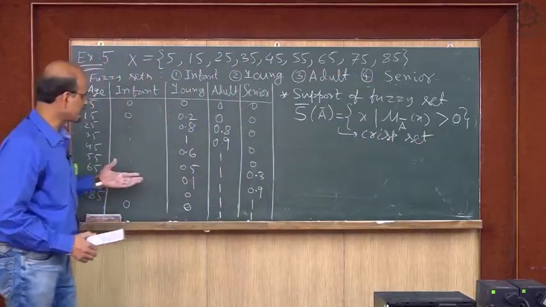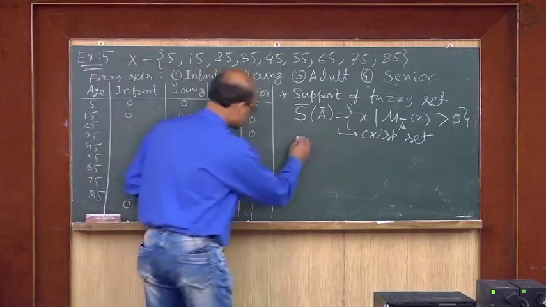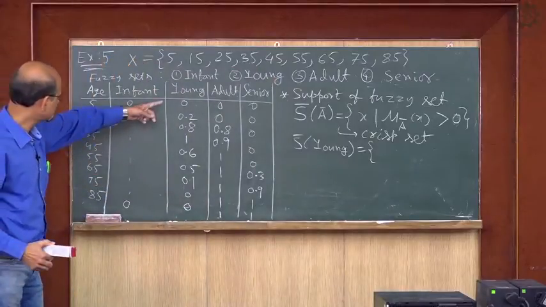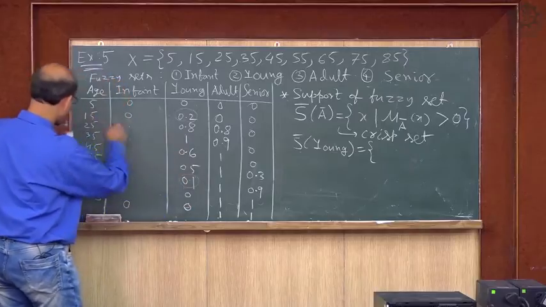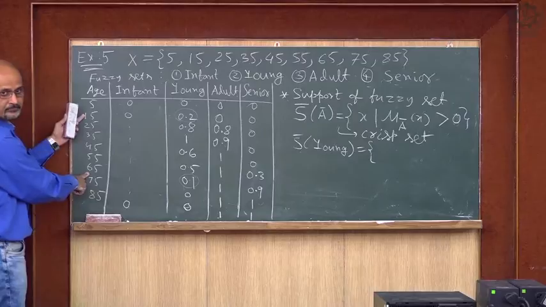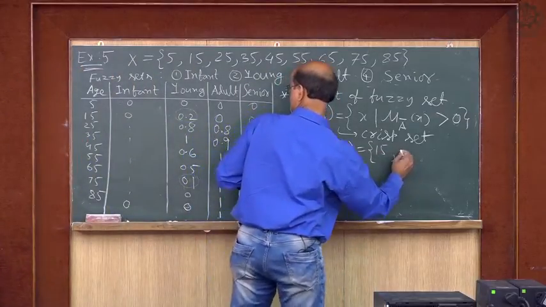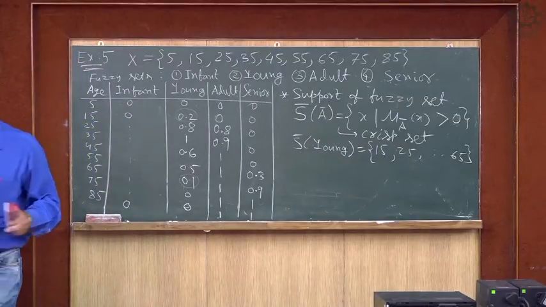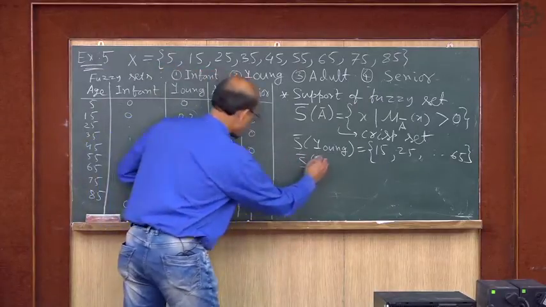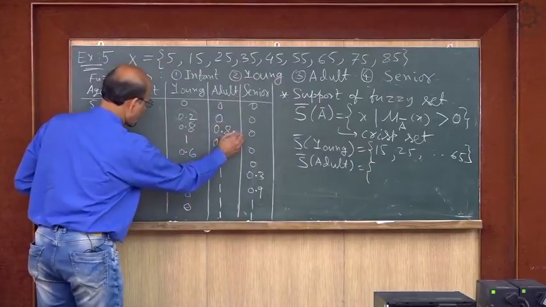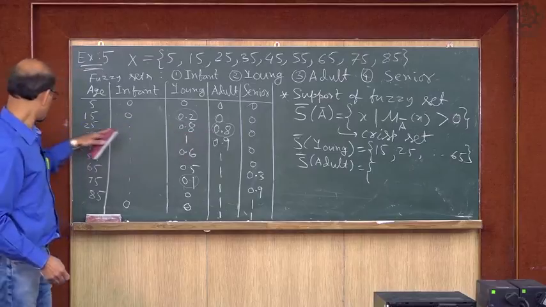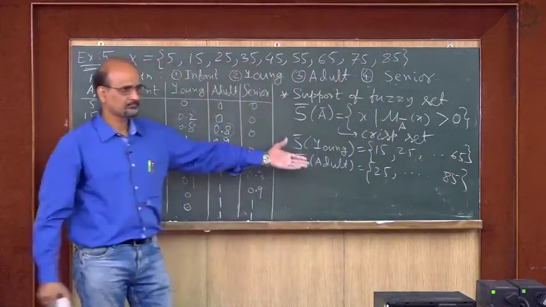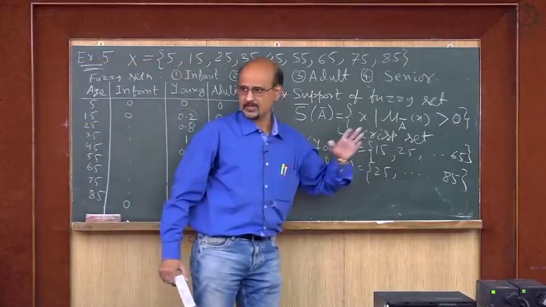Now let us see what is happening here. Support of Young, because Young is a fuzzy set: it is all greater than 0. So the support of Young starts from 0.2 up to 0.1, and 0.2 is 15 to 65, I think. So it is 15, 25 up to 65. This is the support of the Young fuzzy set. Understood? Similarly, the support of adult, greater than 0, starts from 0.8 up to 85. So it is 25 to 85. See, this set is a crisp set. So the support of a fuzzy set is a crisp set.